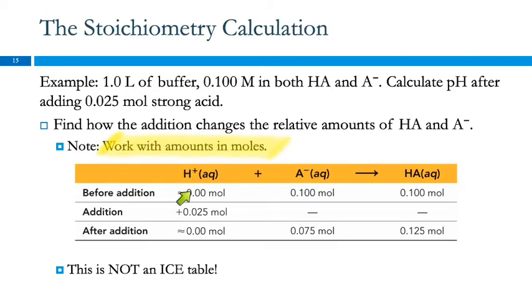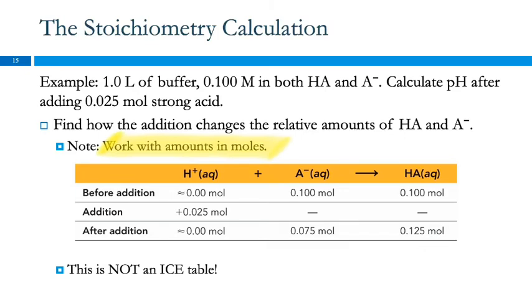So initially we're starting with essentially 0 H+, 0.1 moles of A- and 0.1 moles of HA, because it's 0.1 molar in both, and we have 1 liter. 1 liter times 0.1 moles per liter gives me 0.1 moles. We're adding 0.025 moles of acid. And so this is going to react, and we're going to assume that it's going to react completely. So all of this reacts, ending up with essentially 0. That's going to reduce the amount of this by 0.025, and it'll increase that by 0.025.